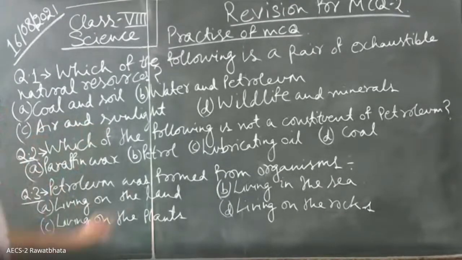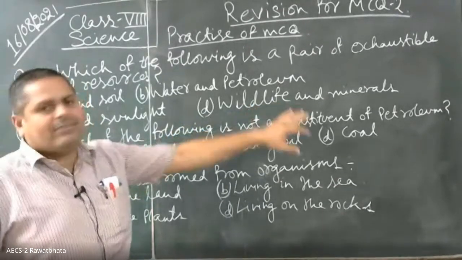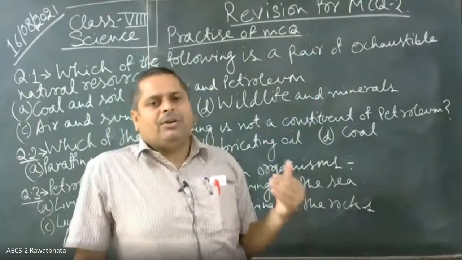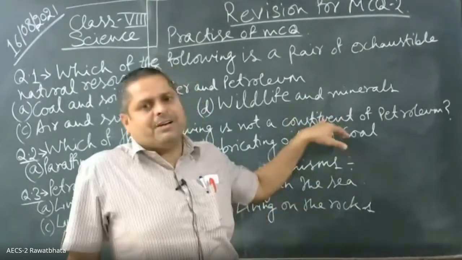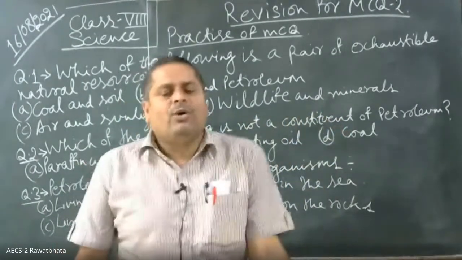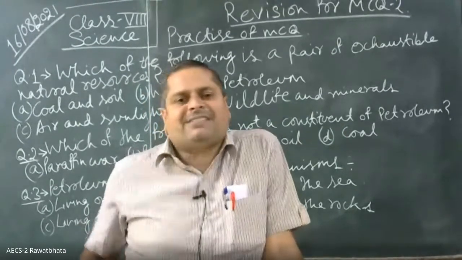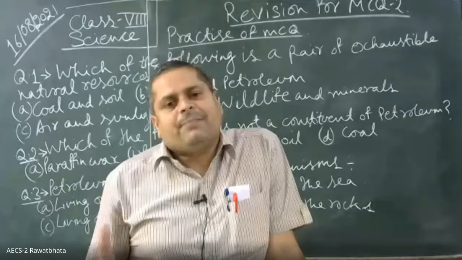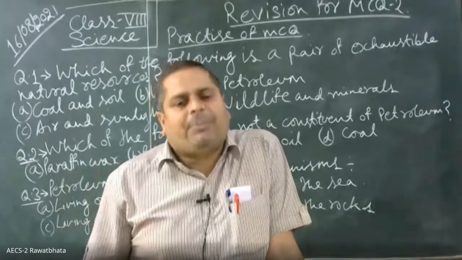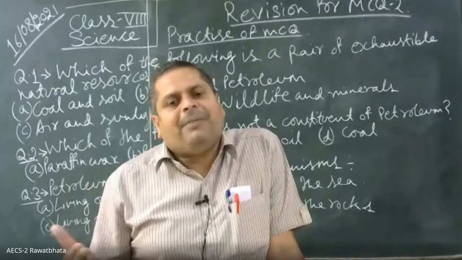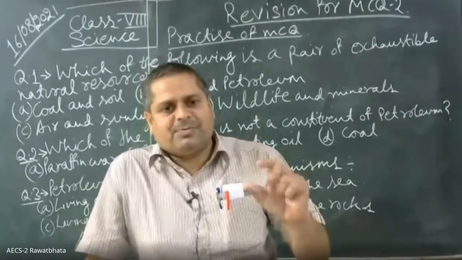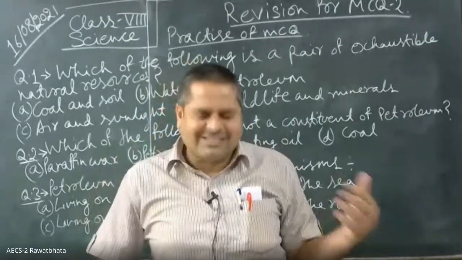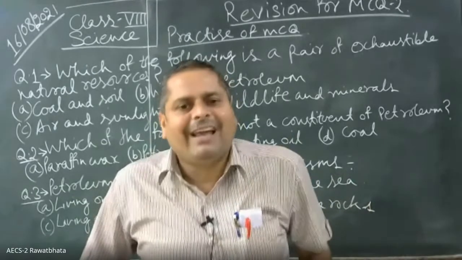Now let us talk about D, wildlife and minerals. Minerals means elements like potassium and calcium, they are exhaustible. And wildlife we have studied in chapter 7, conservation of plants and animals. There are species which are endangered, and if they are not given proper care and shelter, they may become extinct. What is an extinct species? Such species of which not even a single member is living are called extinct species. Can you give me some examples of extinct species, children?